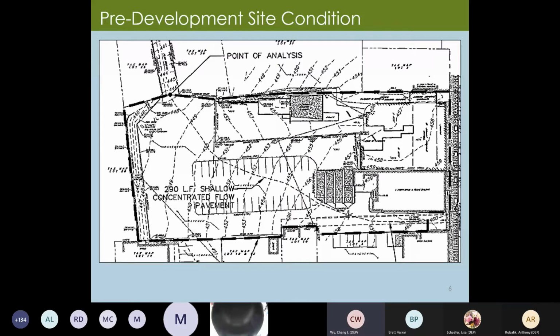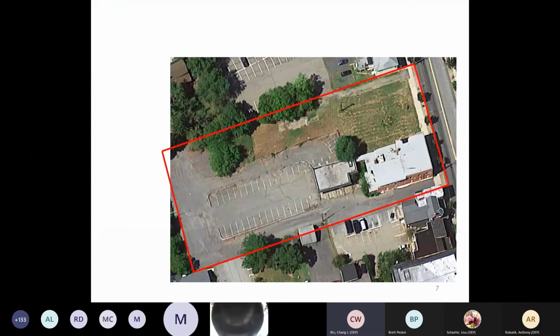And here's the site plan. You don't see that much difference. And here's the aerial photo of the site from 2012 when the project was submitted for the township review. And you can see that there's no building on the right-hand side, upper corner of the right-hand side.